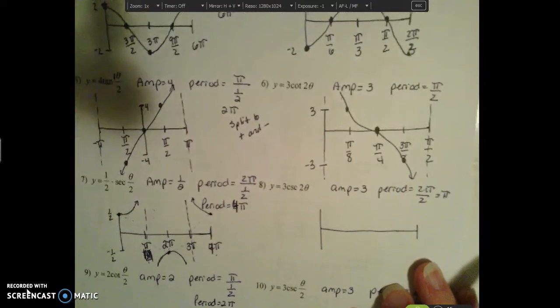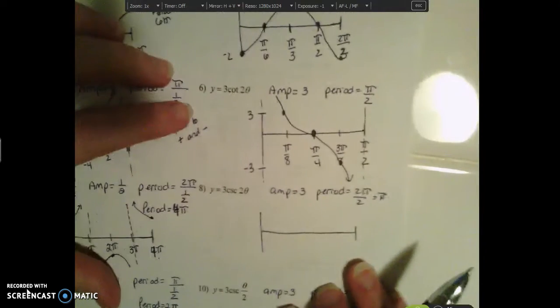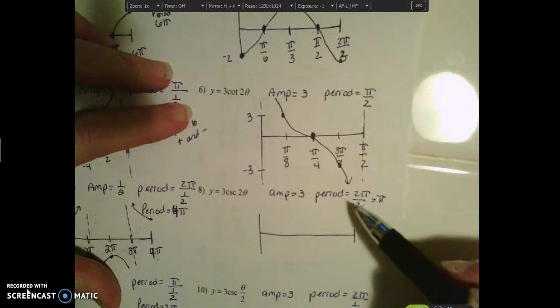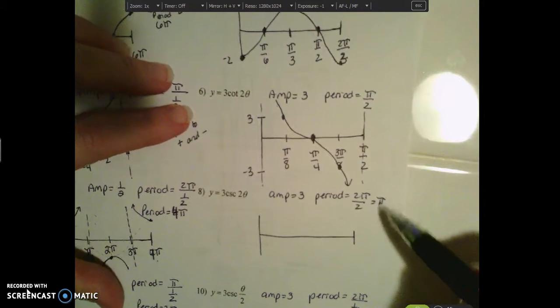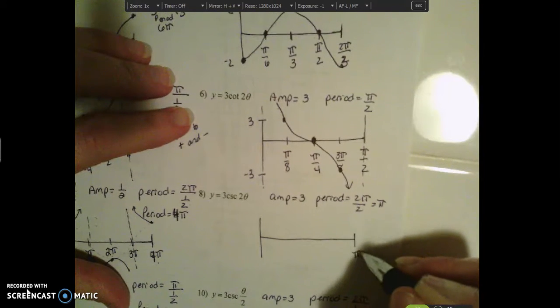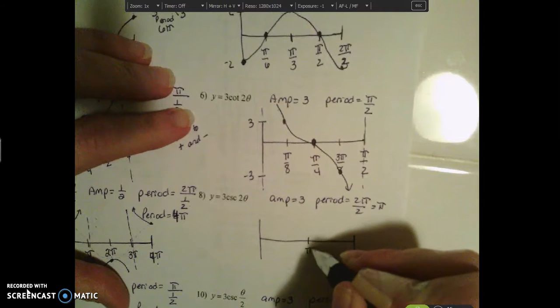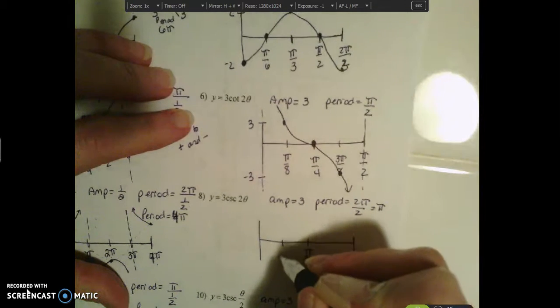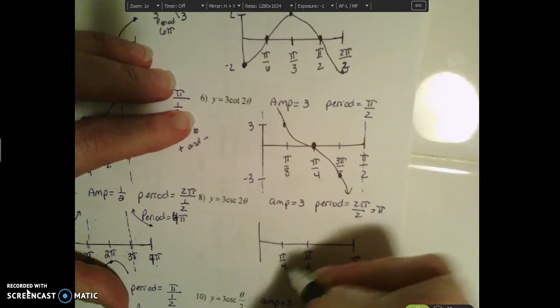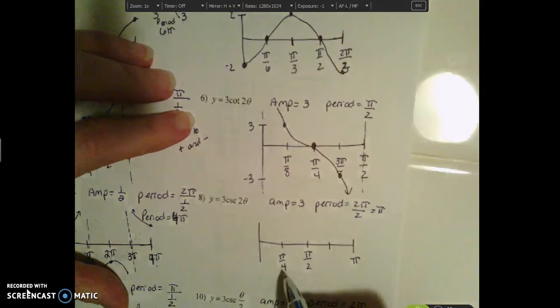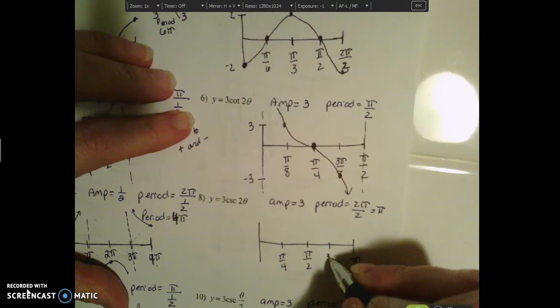Alright, so here's a cosecant example. Cosecant, the period is 2 pi, but I'm taking 2 pi divided by 2, which is pi. So this would be pi. This is pi over 2. Half of that is pi over 4. And then count by 1/4: 1/4, 2/4, 3/4.